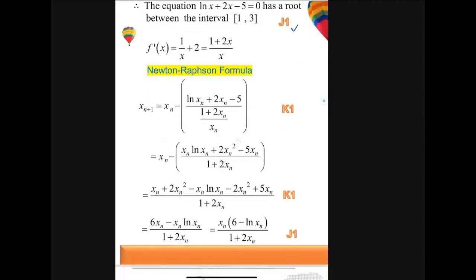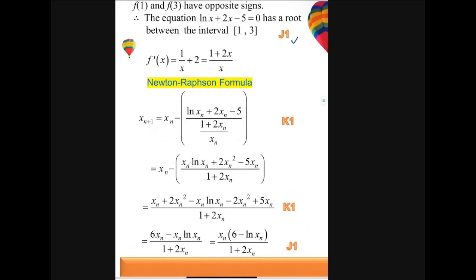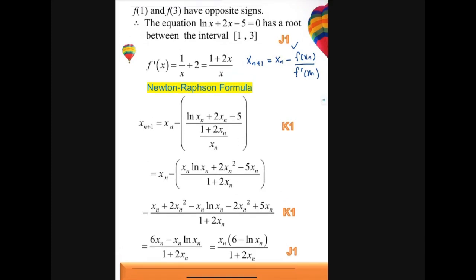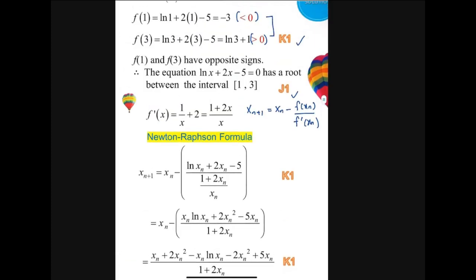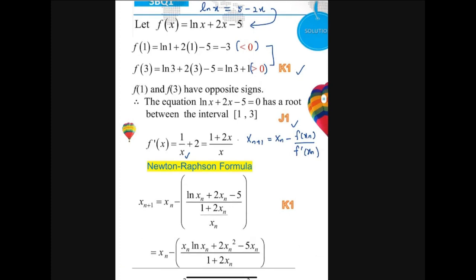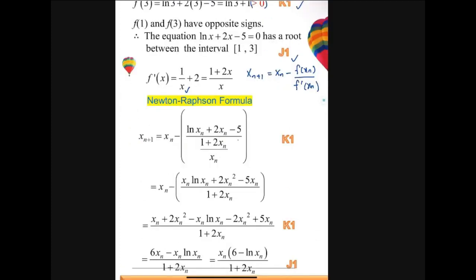Now moving on to the second part, we have to show what the question asks for. Okay, remember back to the basic. If we want to rewrite in Newton-Raphson formula, xn plus 1 is actually xn minus with our original function fxn divide with our f prime. Okay, so first we have to find our f prime. So you have to differentiate our function. Derivative of ln x, we're going to get 1 over x. Derivative of 2x is 2, and derivative of negative 5 is 0. So that's how we get 1 over x plus 2.